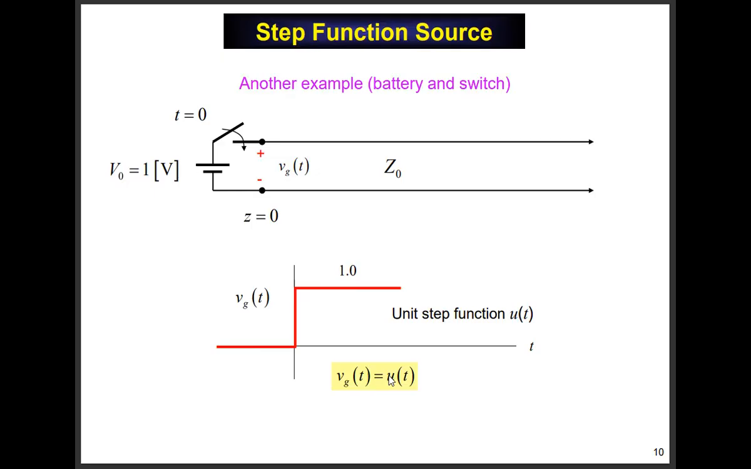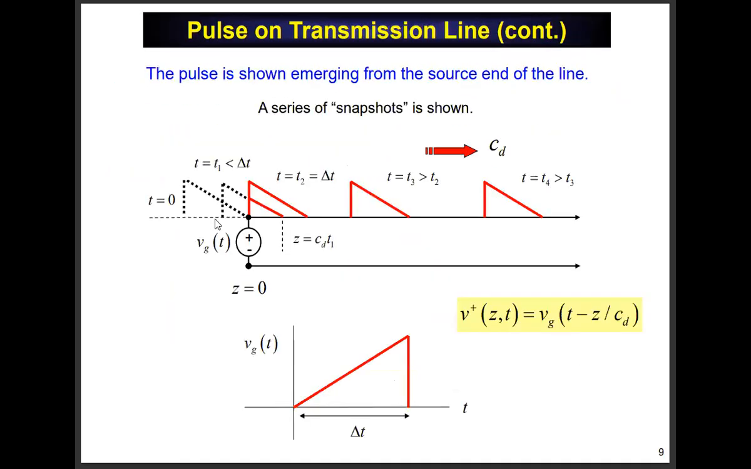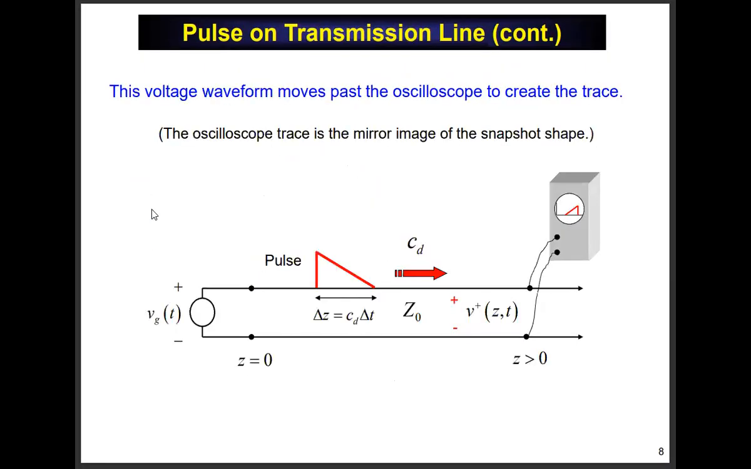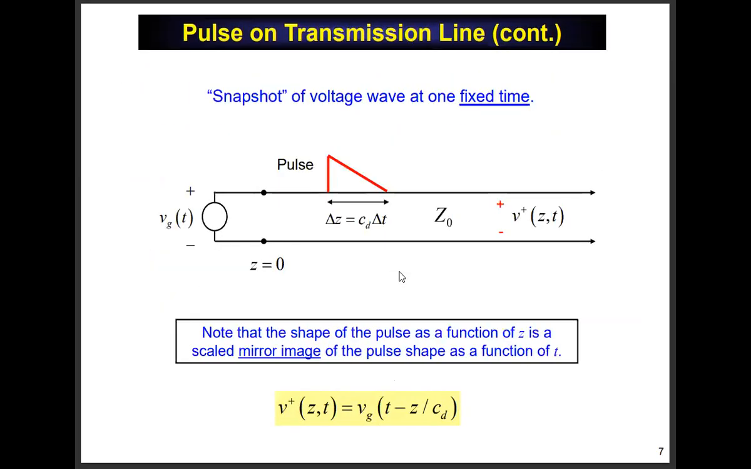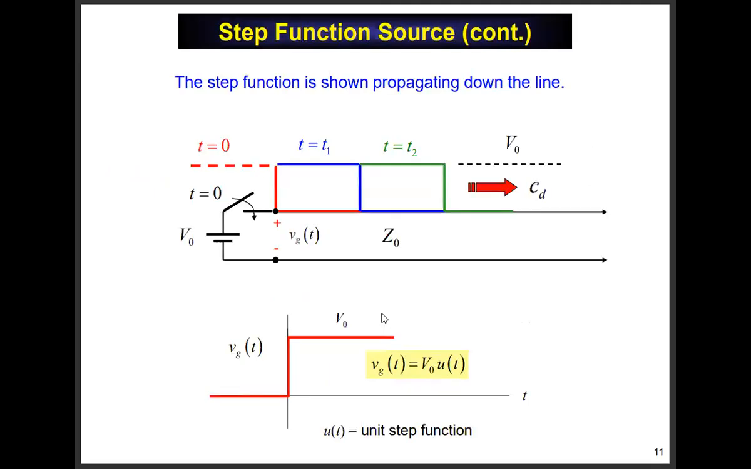Now, by the way, I could leave that generator symbol there, but if you're putting out a step function, another way to get a step function is just think of a battery and a switch, right? I can think of a voltage generator putting out a step function, or I can just get it by a battery closing a switch. This is a simple way to think about it. But anyway, the voltage generator is putting out a step function.